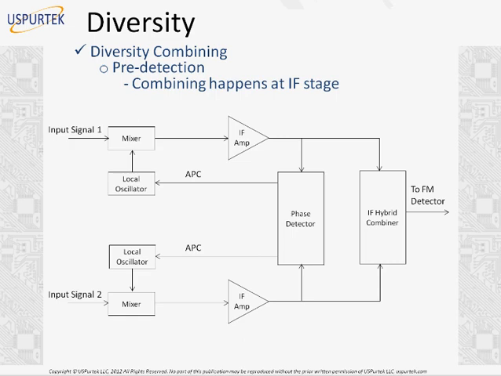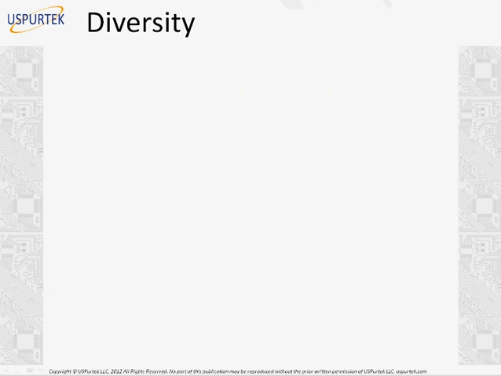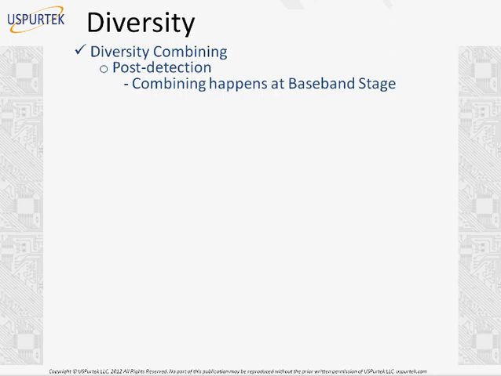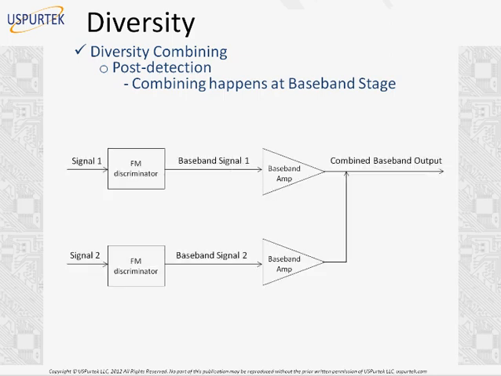Diversity combining, pre-detection. Combining happens at IF stage. So this picture looks familiar. You have the input signal received. Signal 1 is received, signal 2 is received at the mixer, and you mix it with the local oscillator frequency and extract the intermediate frequency. So before you do the discrimination or extract the baseband signal, you just combine the signals at the IF hybrid combiner. This is one technique. The other way is post-detection, where you actually retrieve the baseband signal. You see signal 1 feeding into an FM discriminator and signal 2 feeding into another FM discriminator. You have baseband signal 1 and baseband signal 2, and you combine the 2 outputs. This is how you combine.